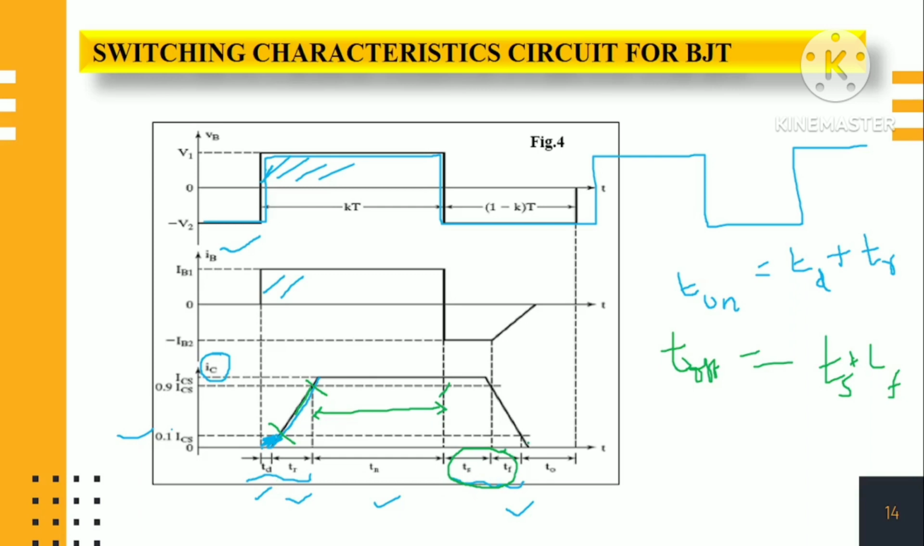Tf is opposite to the rise time, where the current falls from 90% to 10%. Then it takes some more time, the final fall time, where the current reduces from 10% to 0%. So we must understand the different timings: delay time, rise time, fall time, and of course Tn, the conduction time. To study the switching characteristics, these are all the things we must know.